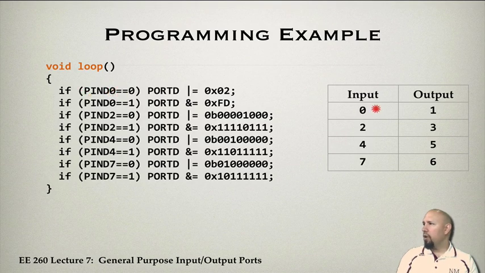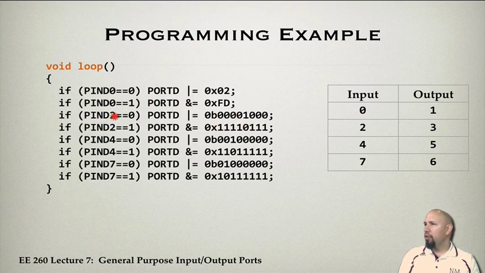Notice that pins 0 and 1 are tied together. So what's all this going on here? If pin D0 is equal to 0, then what's going on here? These are all very similar to one another. Let's take a look at this one first.